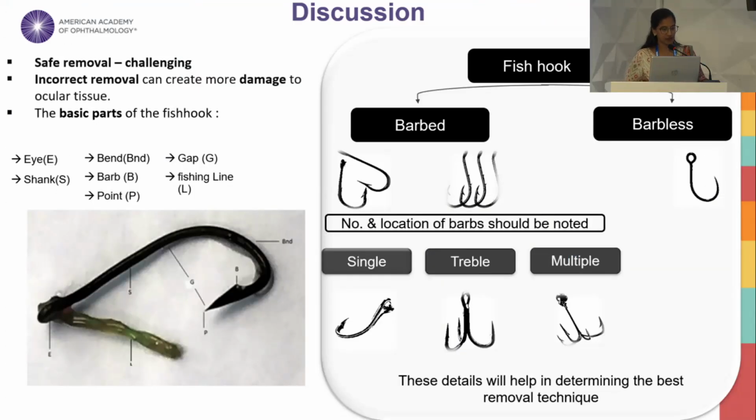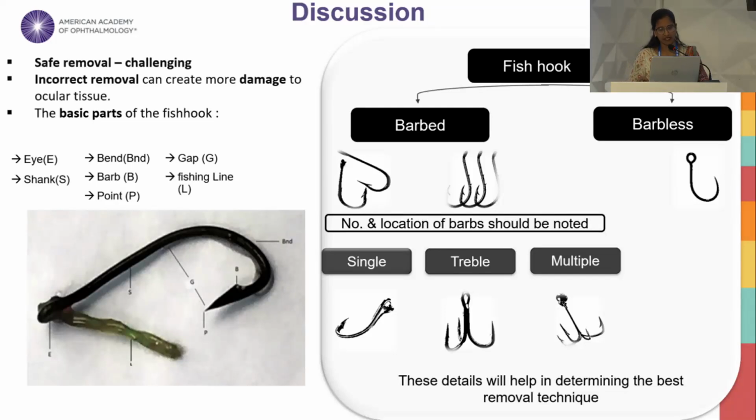Safe removal is always challenging. Incorrect removal can create more damage to the ocular tissues. So for the proper removal technique, we should know the basic parts of the fish hook, which are the eye and shank. It has a bend, a barb with the point, and a fishing line.